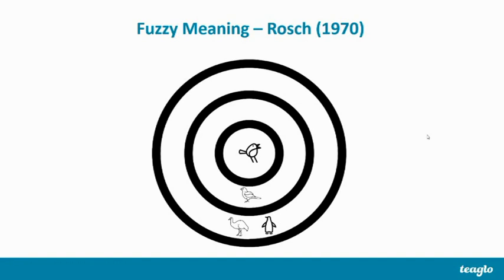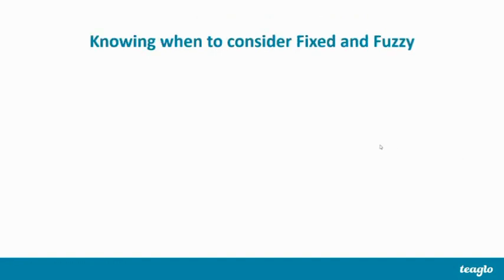So remember, in the fixed view of a concept, every example of that concept has equal footing. So every fire is equal to every other fire. No fire is more fire-like than another. But in this fuzzy view of concepts that this prototype theory is demonstrating, examples of a concept can resemble each other, but they're not necessarily equal. So we need to think about and consider when we use fixed and when we use fuzzy.